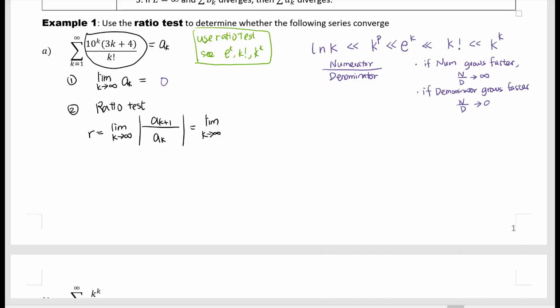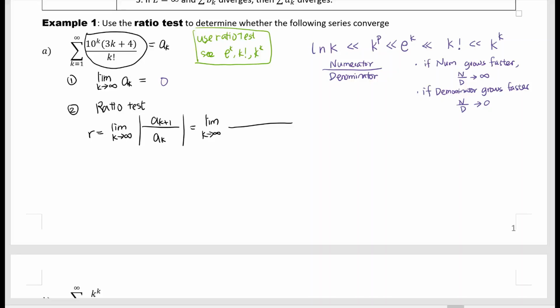What is that? Well, first of all, because in our example, all the terms are positive, so we don't need the absolute value, okay? But in section 8.6, we're going to learn alternating series. So then the absolute value means we just look at the positive factor of it. Okay. We will talk more about it in section 8.6.